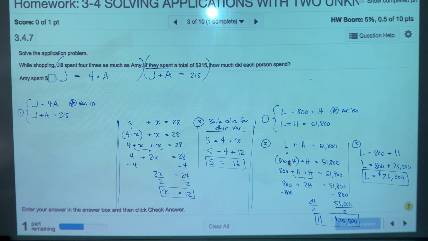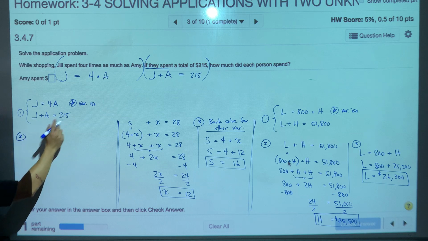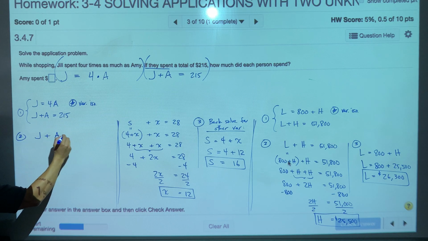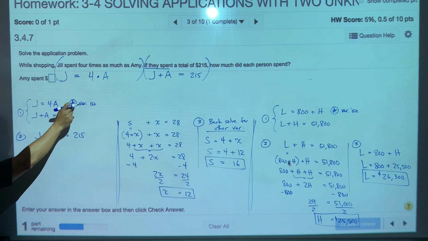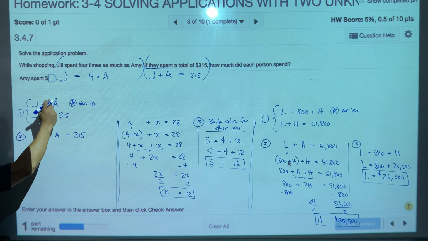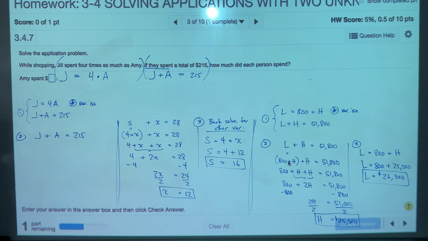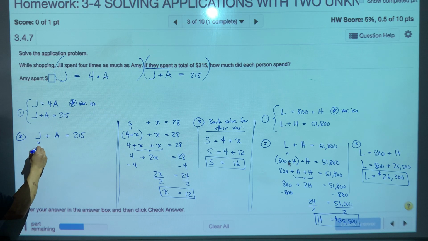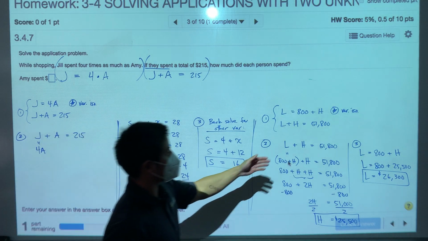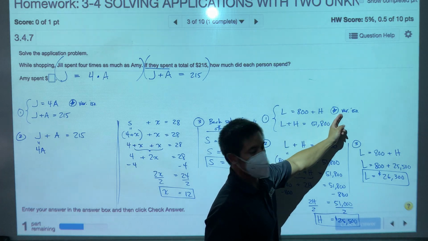Why is that one important? Because whatever that is going to go into the other one. So now let's go to step 2. The other equation is the one that you start with. And what we're going to do is take the equation where the variable is isolated and stick it into the other one. Follow? J is 4A. J is 4A. You guys see that? Just like we did over here.